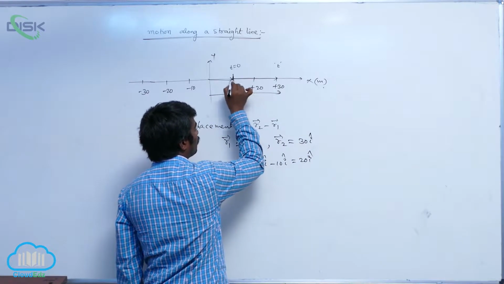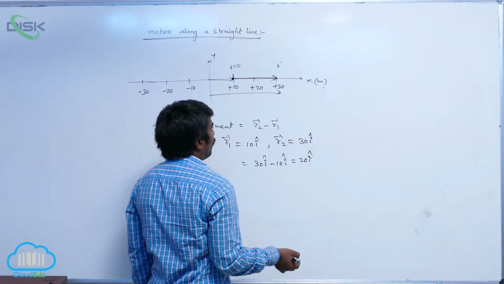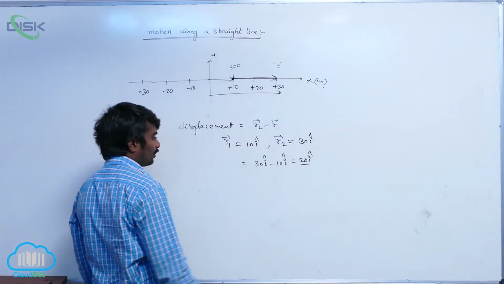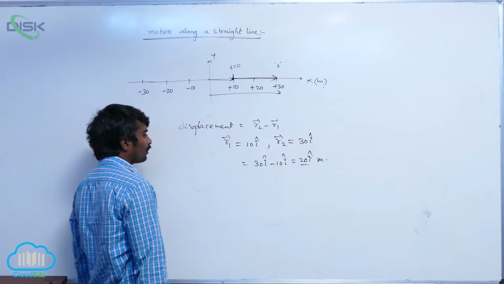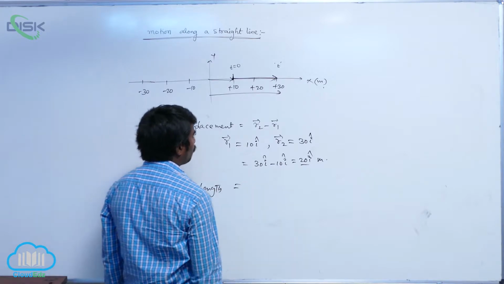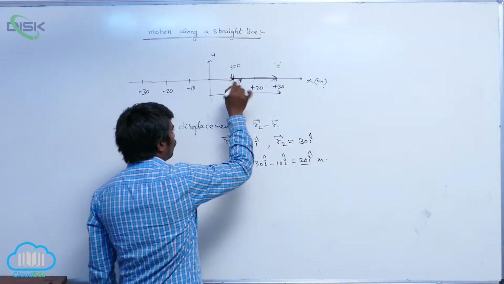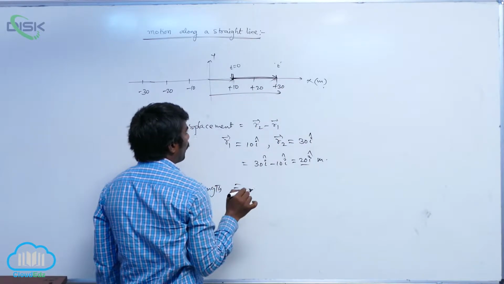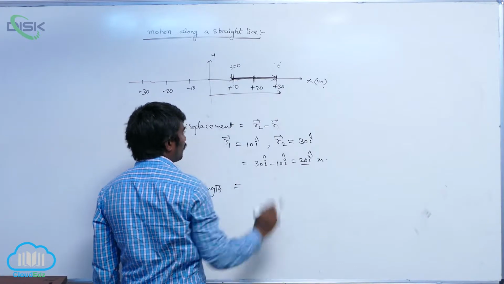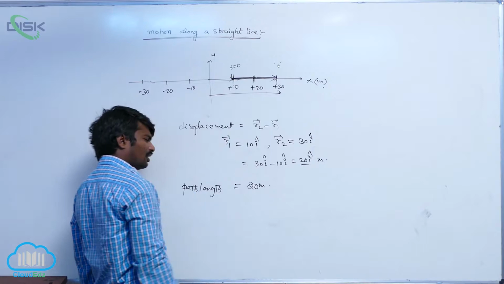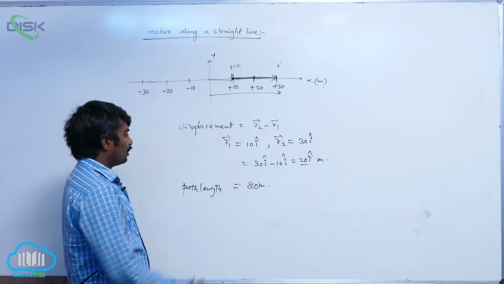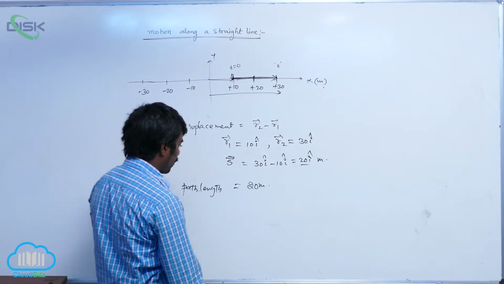Its direction is from initial position to final position, that is its magnitude is 20 I cap. This is in meters. Next, path length. Let me define length of the path followed. It started from here, now it is moving up to here. So from here to here 10 meters, from here to here 10 meters, so 20 meters. It is a scalar quantity, no need to specify the direction, just give the magnitude, that's all. So here is the displacement, that is s bar.